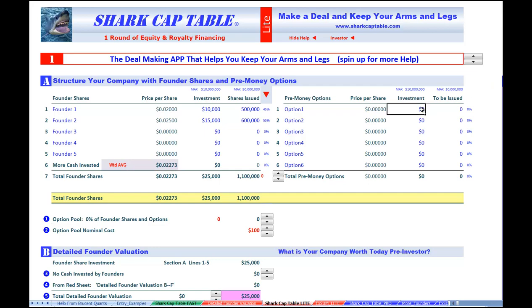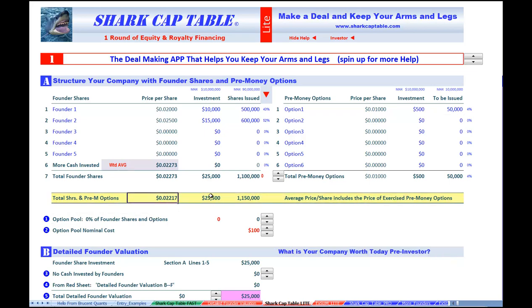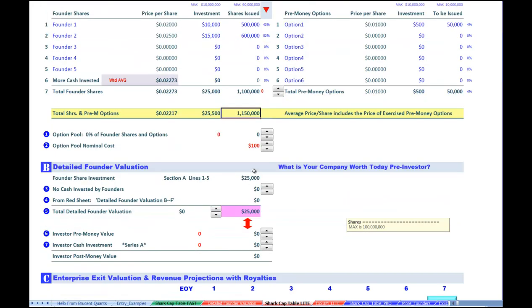0.02273. Let's put in $500 for our option. Let's do $50,000. There we go. So the yellow down here basically tells you what you got. 0.02217, $25,500 has been invested by founders and option holders for a total of 1,150,000 fully diluted shares. Now we are going to have to put an option pool.